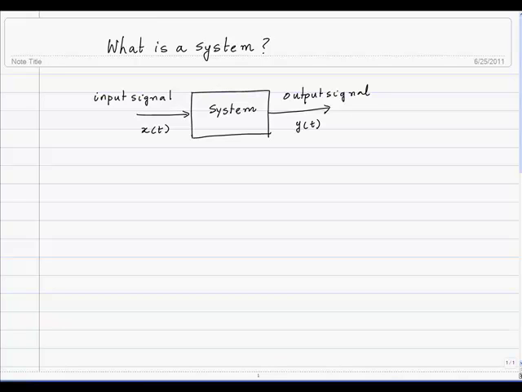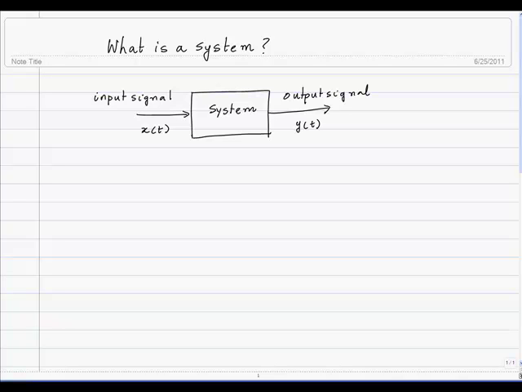In the last few lectures, we have talked a lot about signals, defined some signals, looked at properties of signals, and things like this. Now let's talk about the other important component of this course, which is that of a system. So in this video, I'm going to try to give you some examples and try to define what we mean by a system in this class.